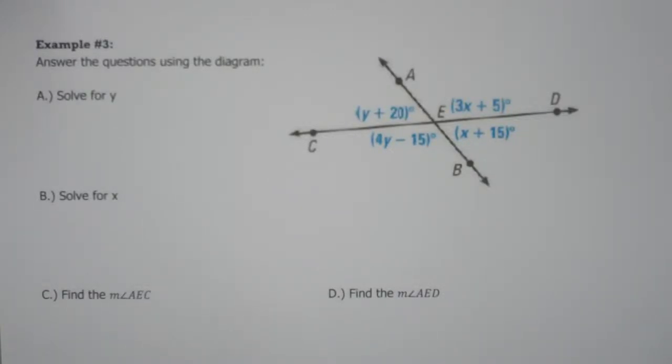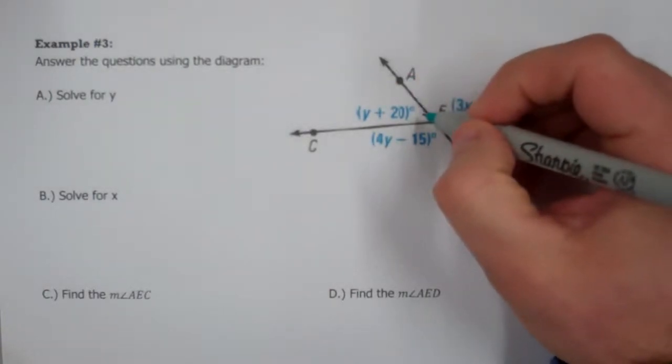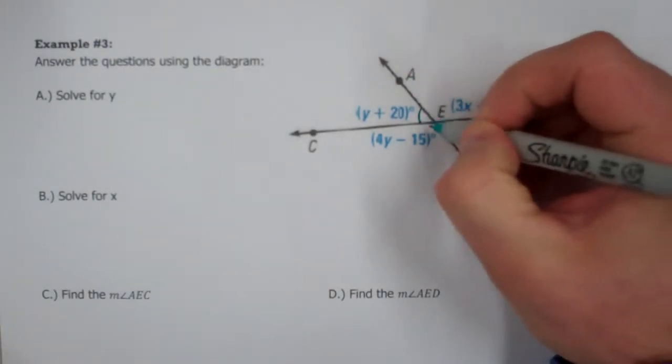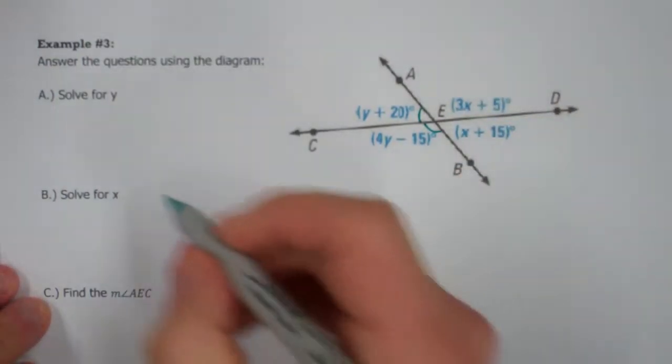In example 3, we're going to answer the questions using the diagram on the right hand side. Part A says solve for y. So if we solve for y, we're going to take a look at these two angles right here. And we know that these two angles that have y in them are supplementary. They form a straight line.